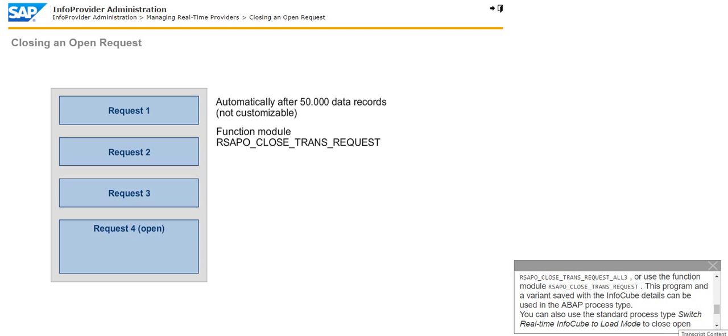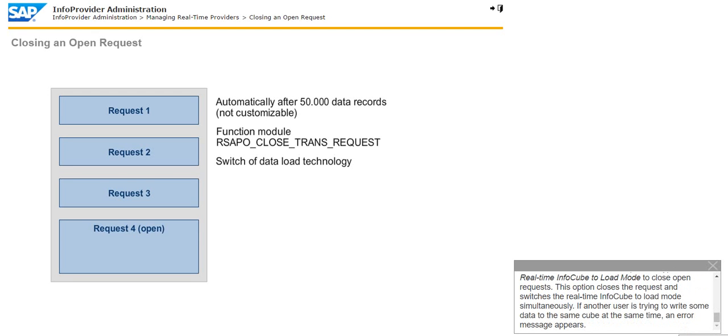This program and a variant saved with the InfoCube details can be used in the ABAP process type. You can also use the standard process type Switch Real-Time InfoCube to Load Mode to close open requests. This option closes the request and switches the real-time InfoCube to load mode simultaneously. If another user is trying to write some data to the same cube at the same time, an error message appears.